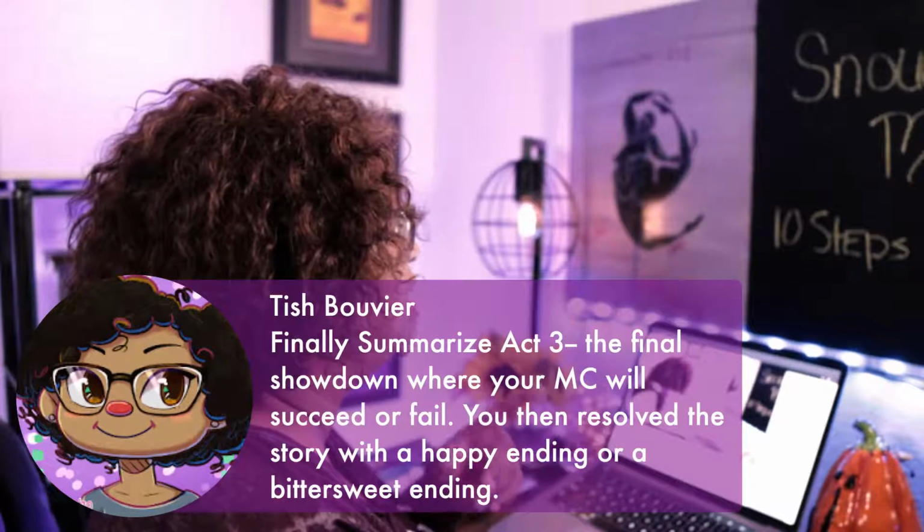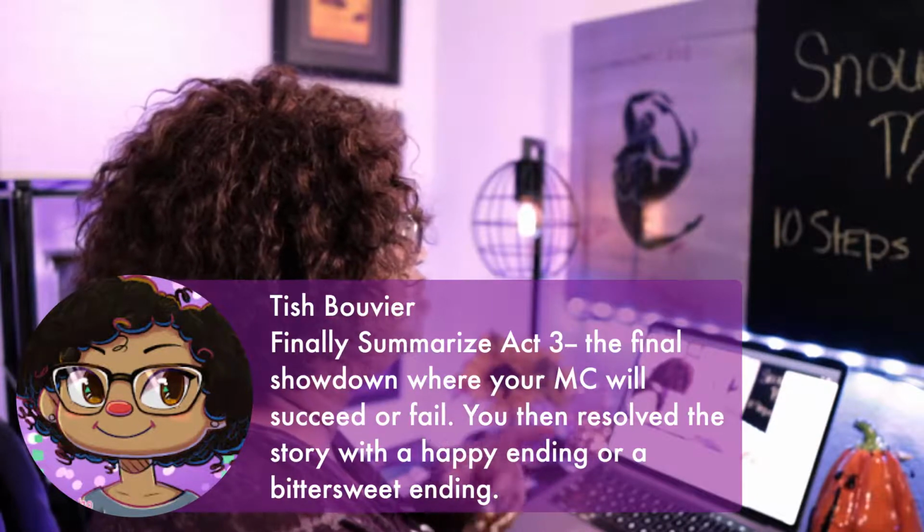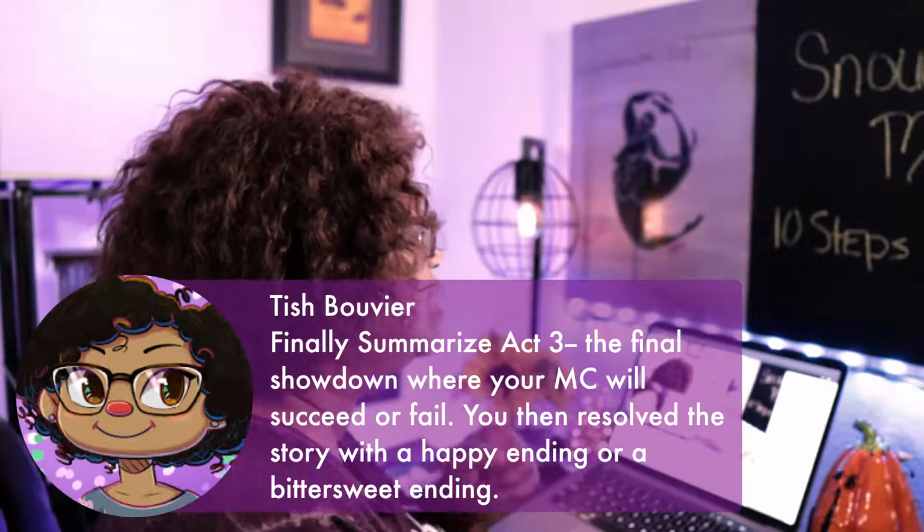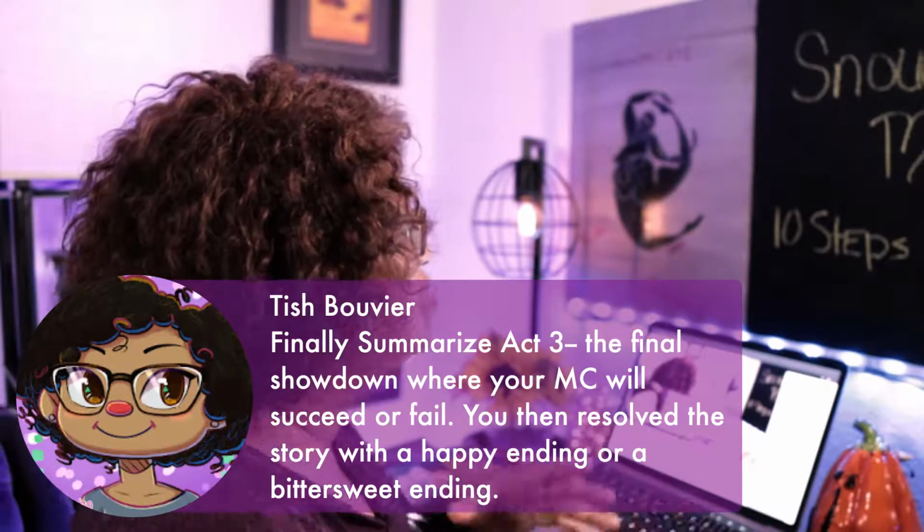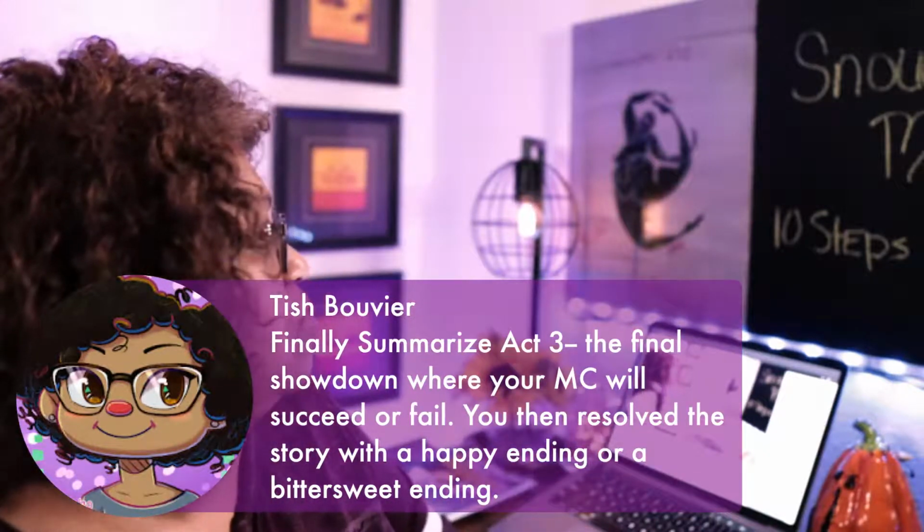Finally, summarize Act 3. The final showdown where your MC will succeed or fail. You then resolve the story with a happy ending or a bittersweet ending. And this is what I wrote. Bay uses her tarot cards to help narrow down the suspect with the help of her sidekick. So in cozy mysteries, your sleuth has a sidekick, and her sidekick is her cat, Mr. Bud the Wiser. She confronts the murderer, who is a part of another crime.